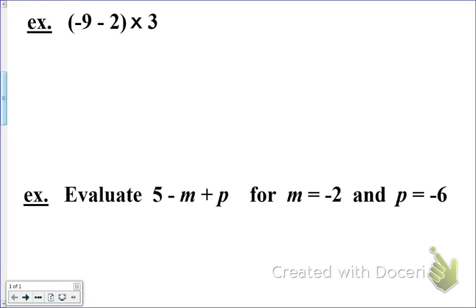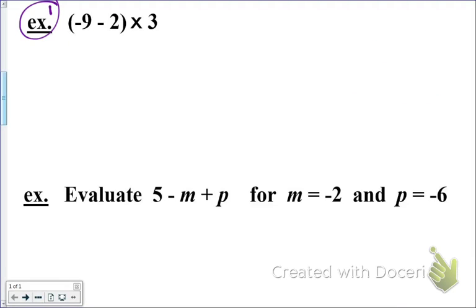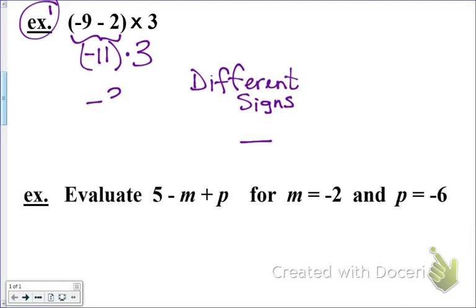So example 1. Let's iterate that this is example 1. I'm going to try to get better about that. Negative 9 minus 2 in parentheses times 3. So GEMDAS, we're going to do our grouping symbol. We have negative 9 minus 2. After thinking about negative 9 minus 2, that's a total of negative 11 inside parentheses, and now let's multiply it by 3. Different signs are going to be a negative 33.